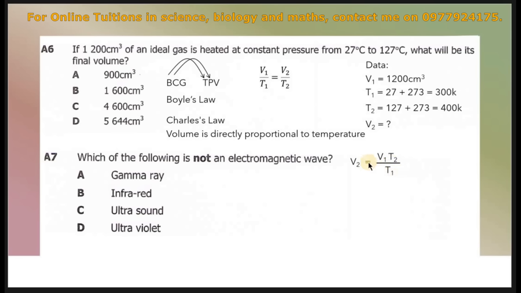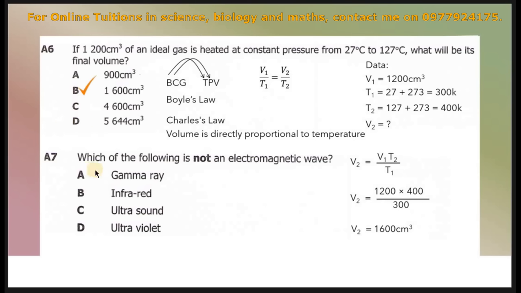If you don't know how to make something the subject of the formula, check on my channel. There's a video, maybe I'll leave a link somewhere here so that you can watch how to do it. It's a mathematical issue. Once you make V2 the subject, V2 is equal to V1 times T2 over T1. So 1,200 times 400, divided by T1, which is 300. When you evaluate everything, you get 1,600 cubic centimeters. So your answer is going to be B here.